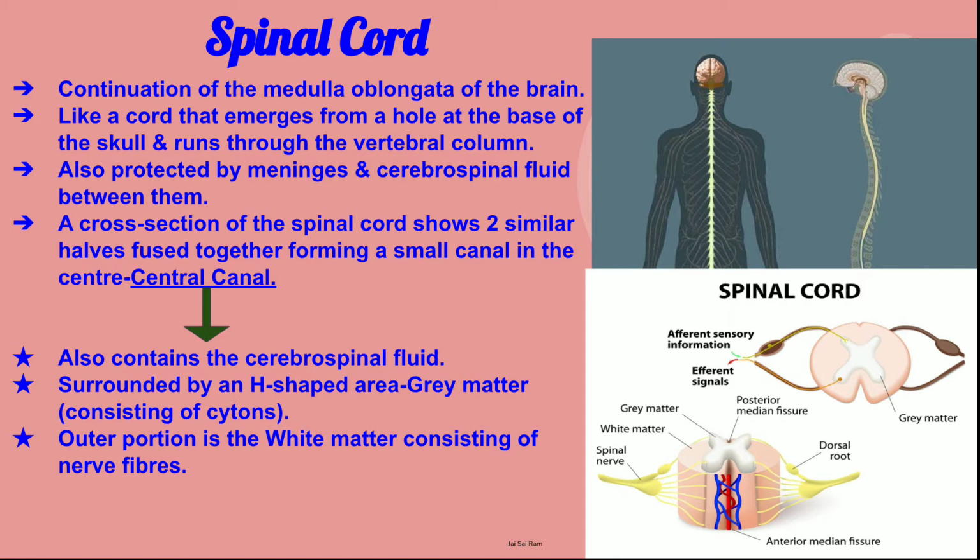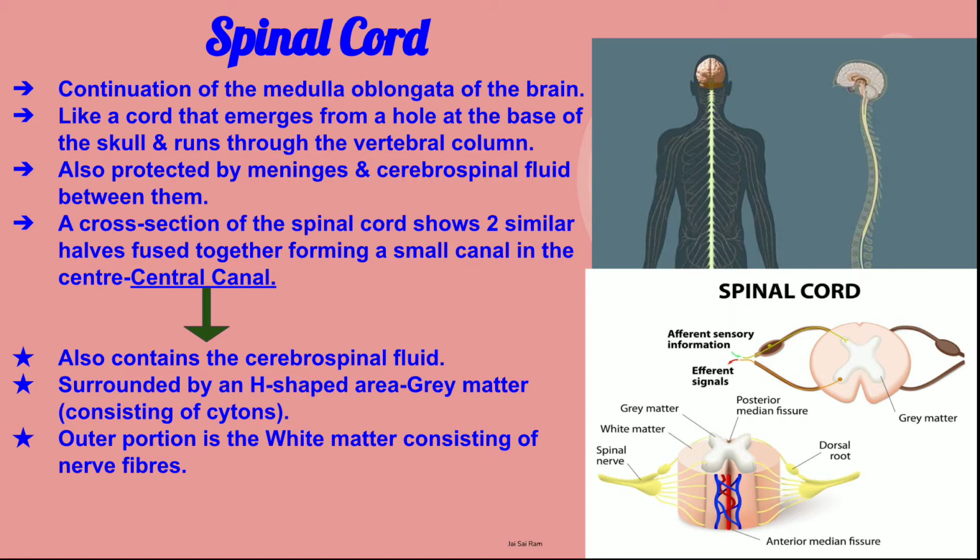I told you that medulla oblongata is also known as the brain stem, and this is continued as the spinal cord, which comes out of the brain and passes through the vertebral column. Like a cord that emerges from a hole at the base of the skull and runs through the vertebral column. It is also protected by meninges and cerebrospinal fluid between them. Like the brain, it also has the meninges covering and the cerebrospinal fluid between the meninges.